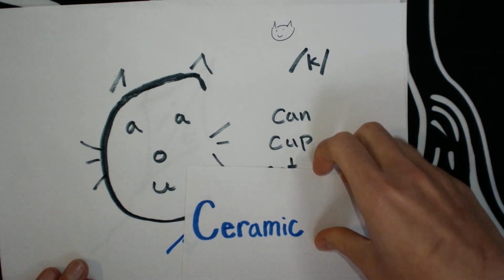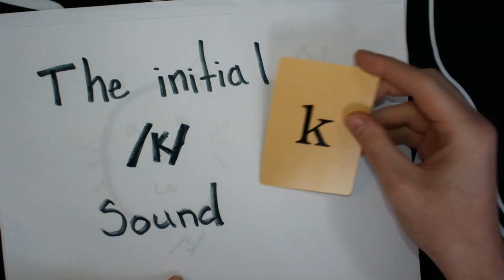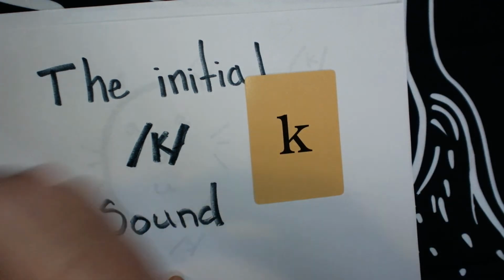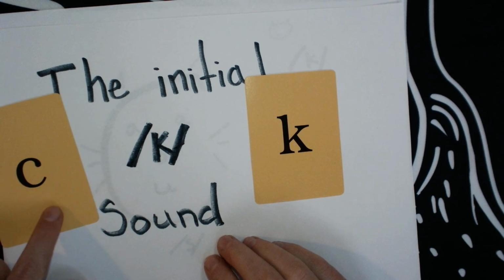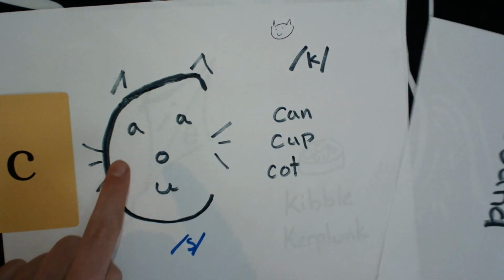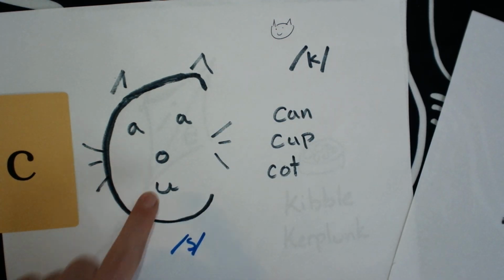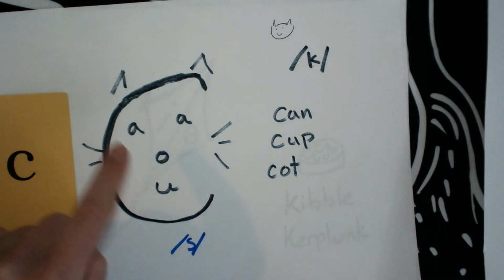Now we have talked about the initial K sound and when to use letter K and when to use letter C in your spelling, and also when words are spelled with C, we know when they are saying K if they come before an A, O, or U, or when they're making the S sound if it's anything other than A, O, or U.